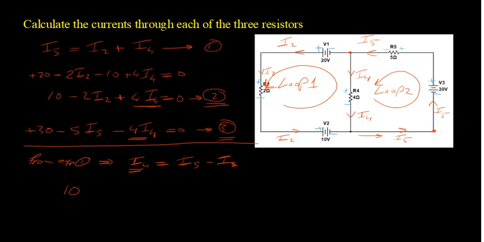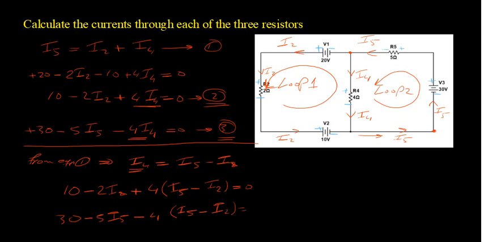I can find the 10 minus 2i2 plus 4 times (I5 minus I2) equals 0. For the equation 3, that will be 30 minus 5i5 minus 4 times (I5 minus I2) equals 0. All right. Now, after you do the expand and simplify your circuit, you should get these. You will get 10 minus 6i2 plus 4i5 equals 0.